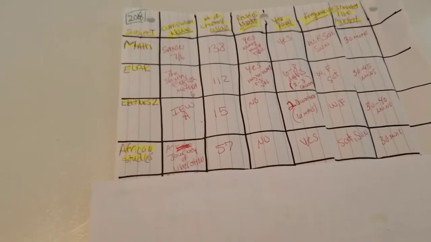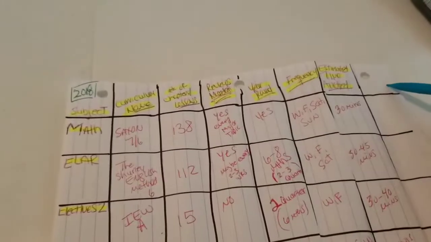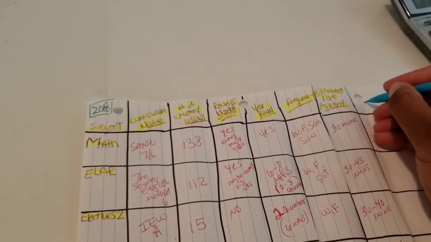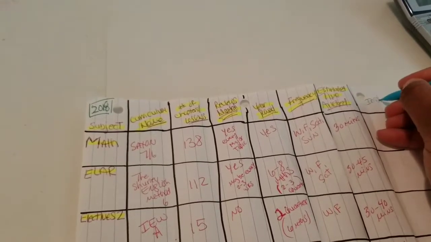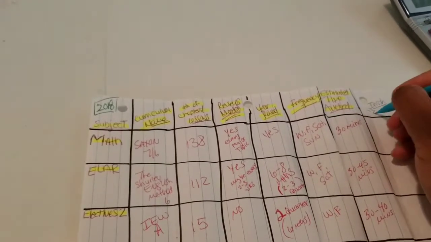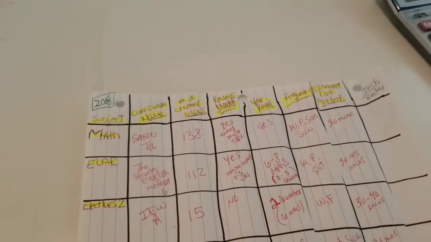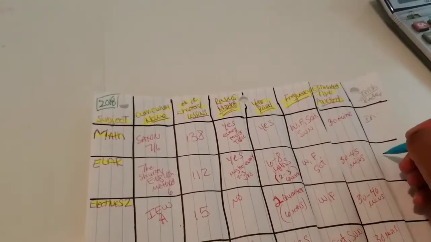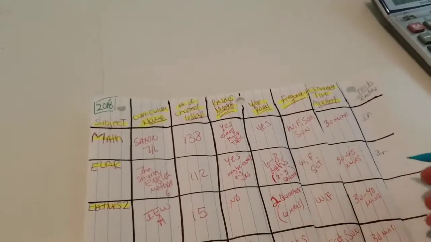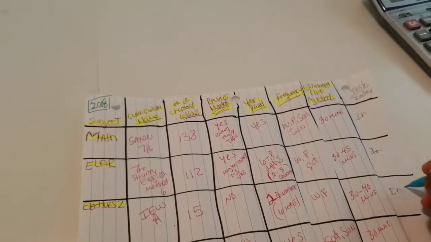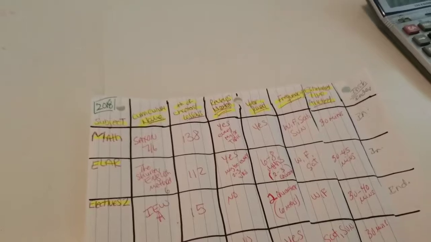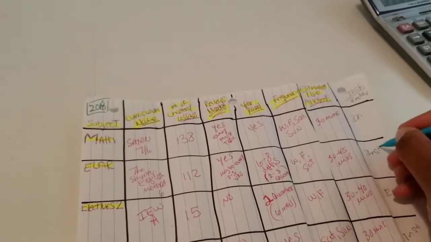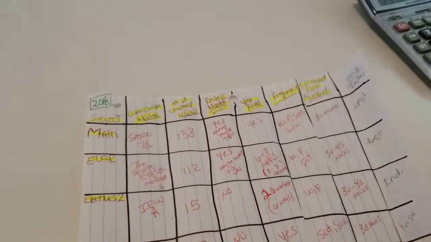And I'm thinking, you know what? This extra column that I have here, I think I'm going to go ahead and call this column instruction or independent, okay? So math will be instruction, ELR will be instruction, IEW will be independent, African Studies will be instruction.